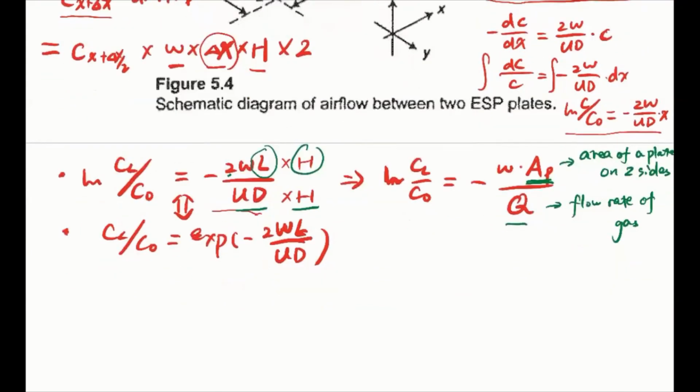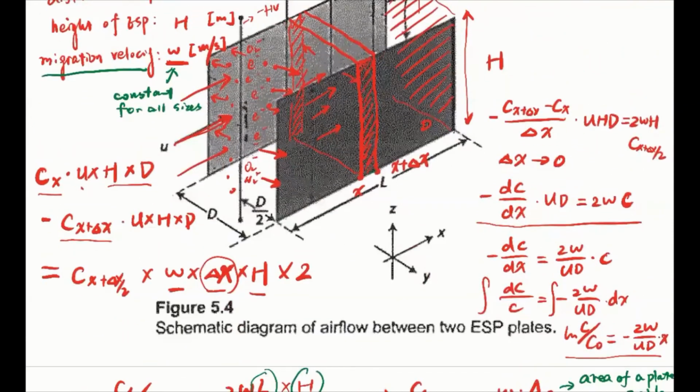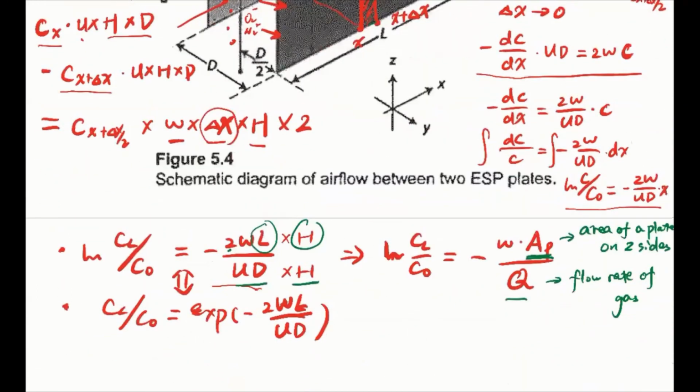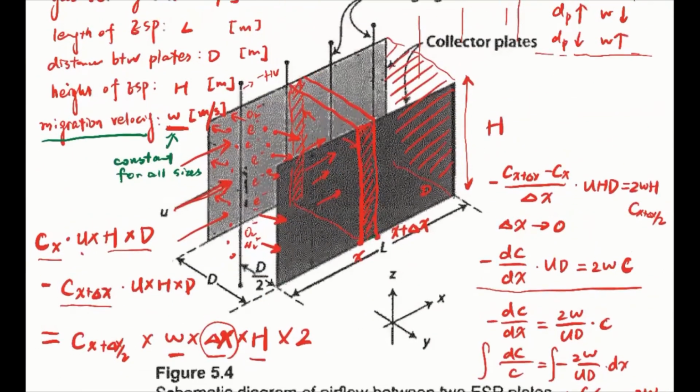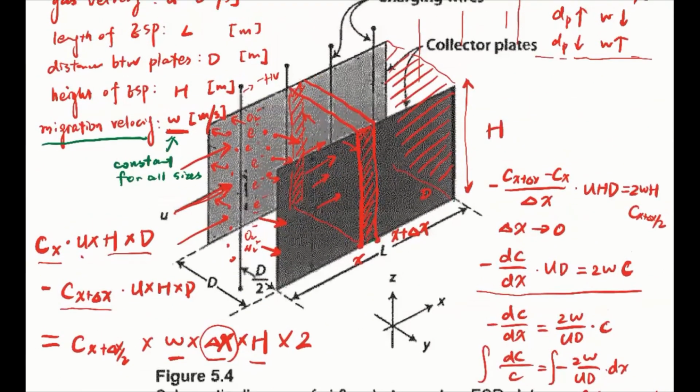So we can use this equation to calculate what is the concentration of the particles at the end of the ESP, right? If we know the migration velocity, we know the area of the plate, we know the flow rate, then we can calculate what is the concentration of particles at the end, okay? So you may wonder, well, this is for the simplest ESP. What about the real ESP, okay?